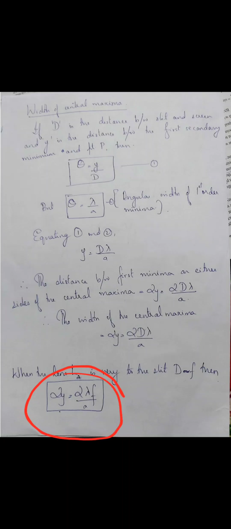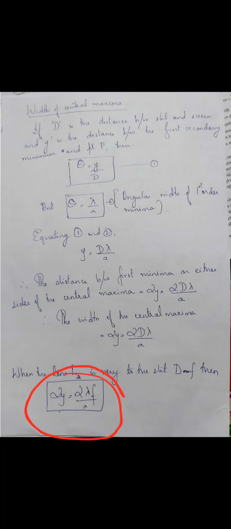So we have now discussed the nature of the diffraction pattern that you get in the case of Fraunhofer diffraction at a single slit, and we calculated the width of the central maxima. One more thing is to be calculated here, that is the intensity distribution in Fraunhofer diffraction at a single slit. What is the intensity of the central maxima? What is the intensity of the different orders of secondary maxima, and so on?